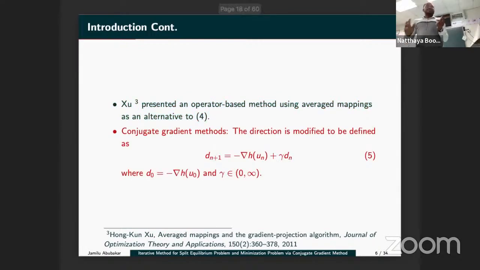This is one of the aspects I want to talk about, because the idea here is that we are trying to blend the averaging technique and also the conjugate gradient technique. Why the conjugate gradient, if somebody should ask?